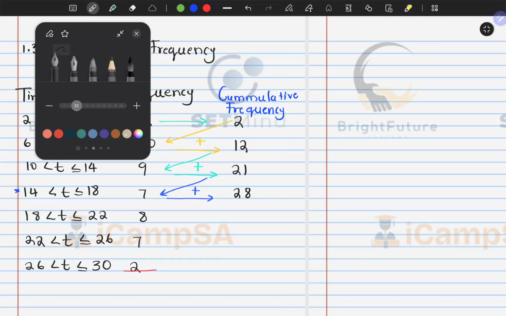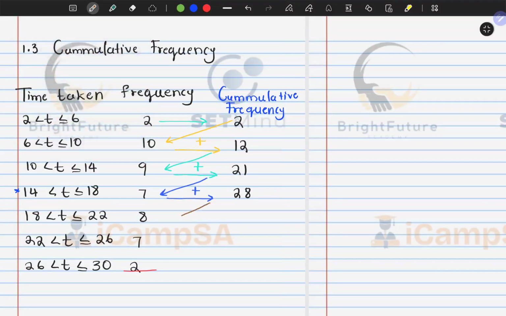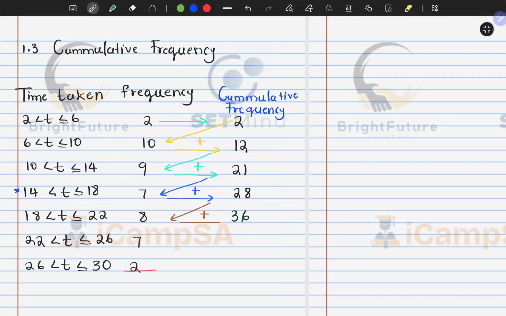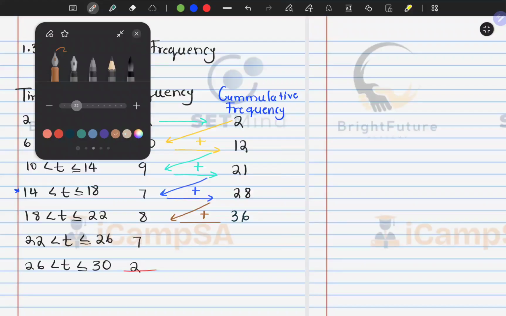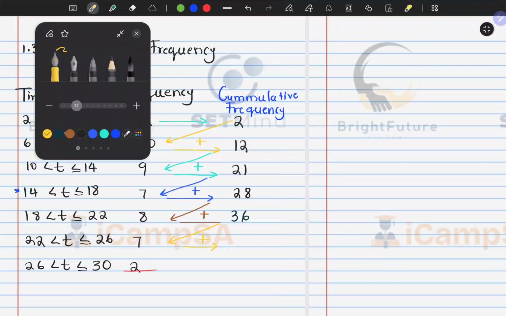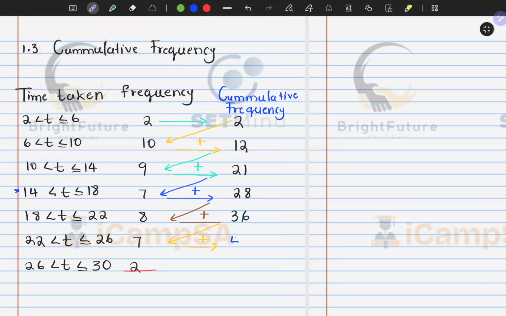Then we continue doing exactly the same thing. You take the 28 and add 8, and that becomes 36. Then we take 36, exactly the same thing, and add a 7, and that is how you get the last number. Plus 7, and what we end up getting is 43.